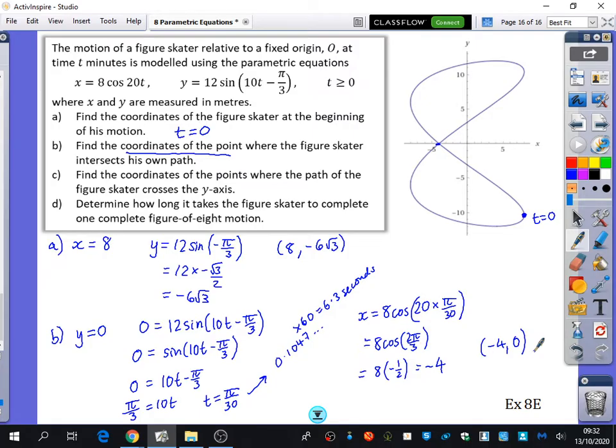Does that match up? Does that corroborate with our diagram? Yeah, it does. It does look like it's at minus 4, 0, doesn't it?